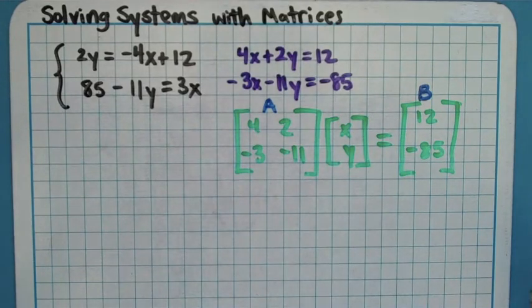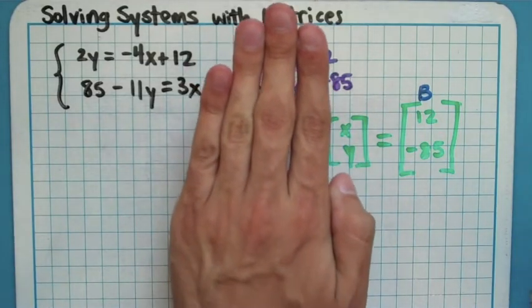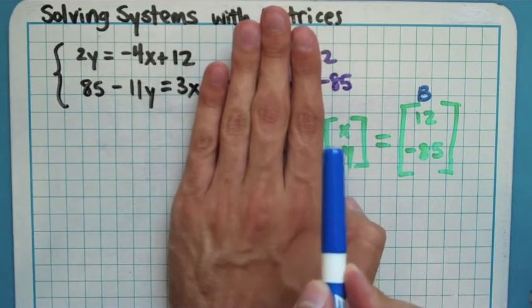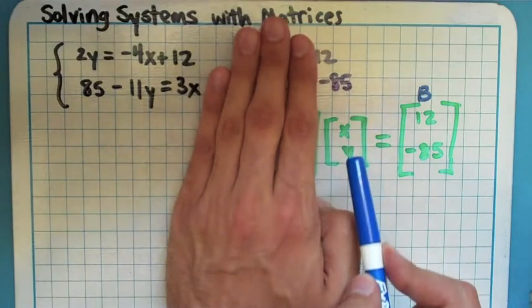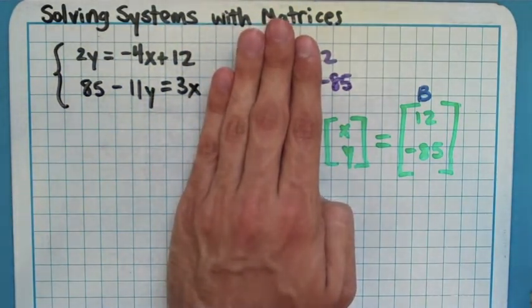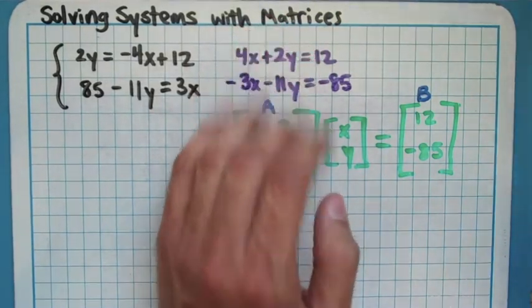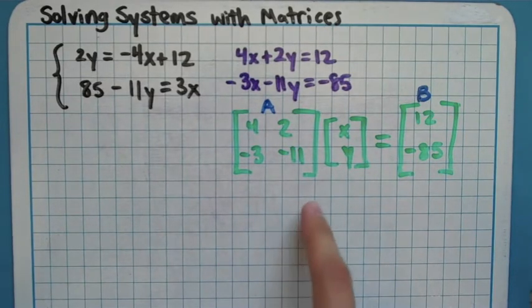What would be really nice in this problem is if we could get rid of matrix A. If we just had this as our answer, whatever's left right here. Remember, equal matrices, X would equal 12, and Y would equal negative 85. So if that was just what you had, you would have X equals 12, Y equals negative 85. However, this matrix right here is kind of messing things up for us. So what we want to do is cancel this matrix out somehow.